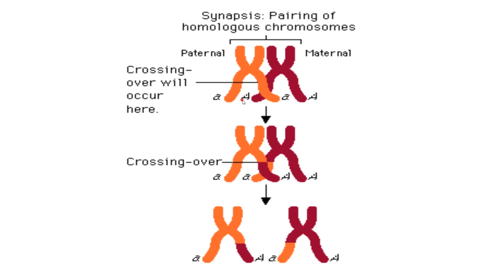There's little a and big A. Okay, little a for this one, big A for this one. When they cross over, little a is shared with this guy here, and big A is shared with this guy here, giving them genetic variation.